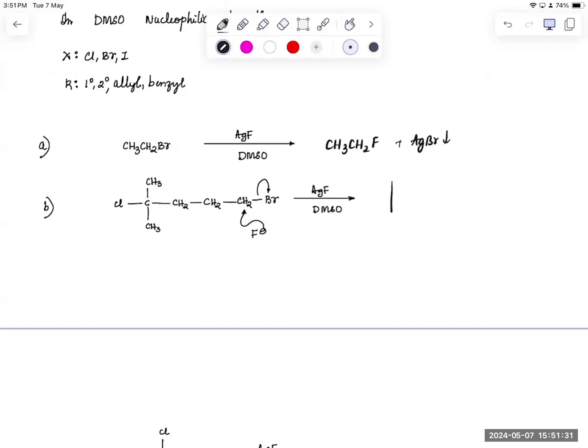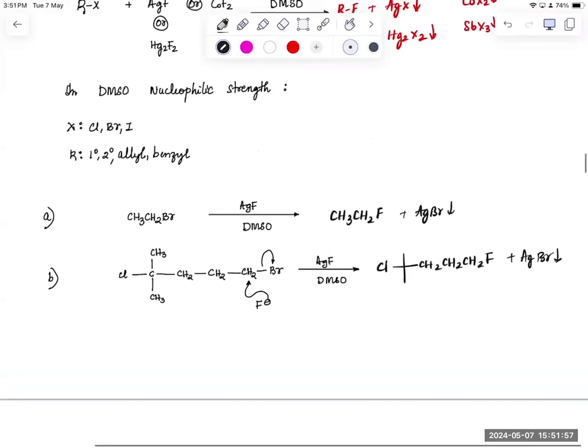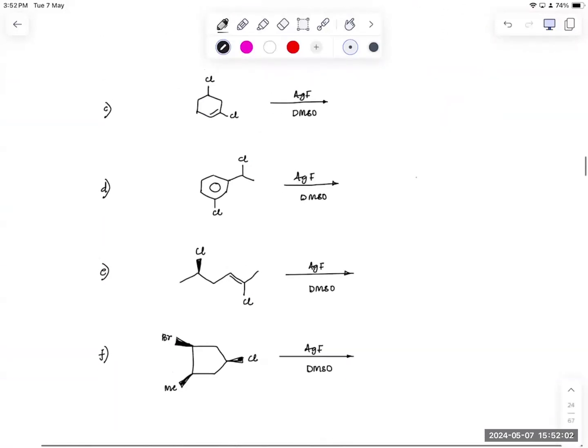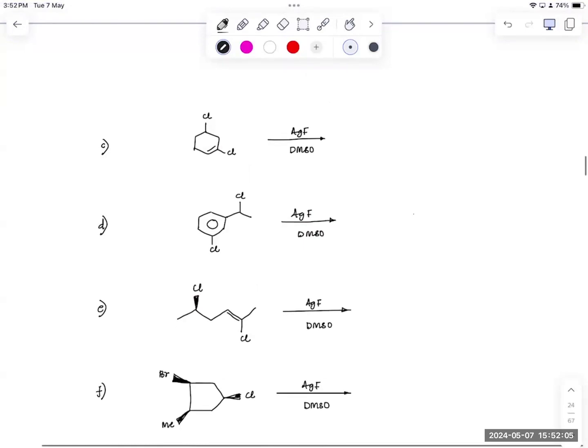Next, here we have chlorine on this end, bromine on this end. Now this is at 3-degree position. This is at 1-degree position. Obviously, SN2 happens at 1 degree, at 3 degree nothing will happen. So that chlorine will remain like this. Then we have CH2, CH2, then another CH2, and then we have fluorine. Next, AgBr has been formed. This is a product formation in Swarts reaction. Finish the rest of the 4 reactions, everybody. Practice it.